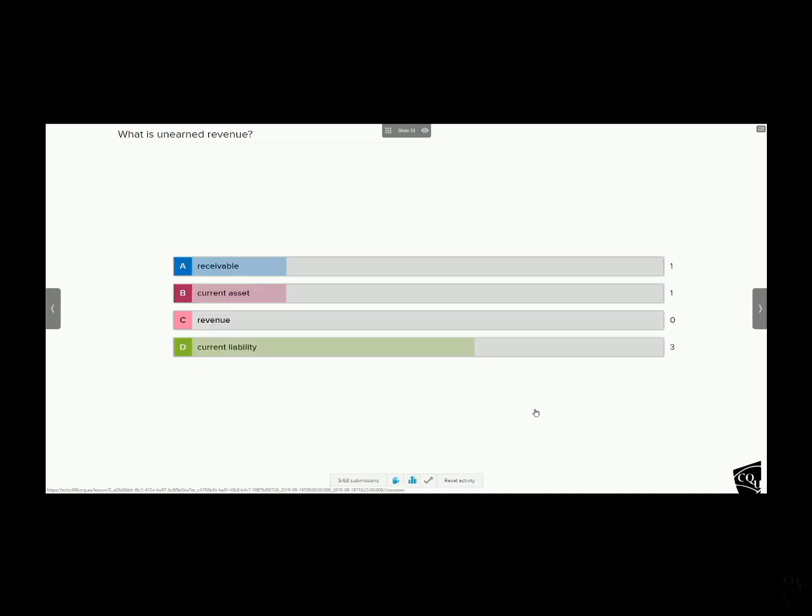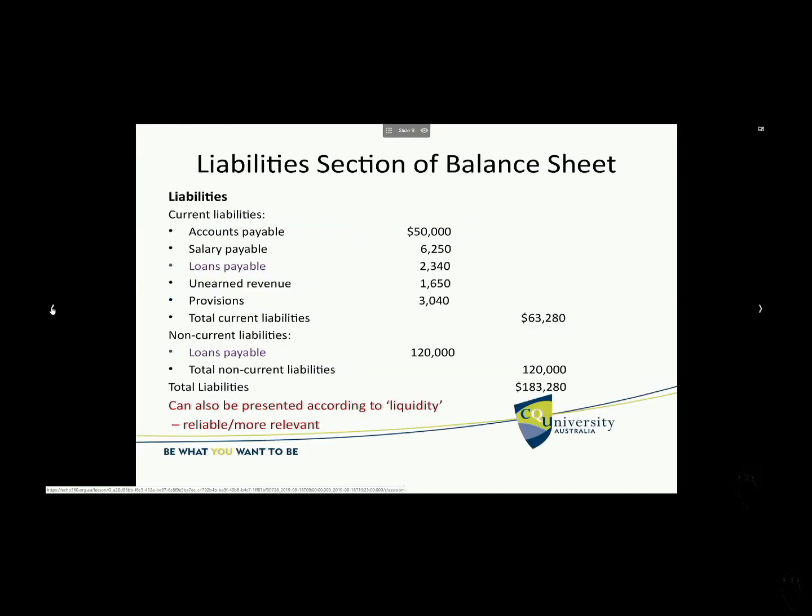Okay, got a bit of a scatter there. I pretty much gave the answer a minute ago. It's D, it's current liability. And we'll just go back to that slide. Unearned revenue is there, $1,650. Unearned revenue is money received where the business has not yet transferred the goods or delivered the service, and the buyer has not taken control of the goods or received the service. Okay, so it's a liability.